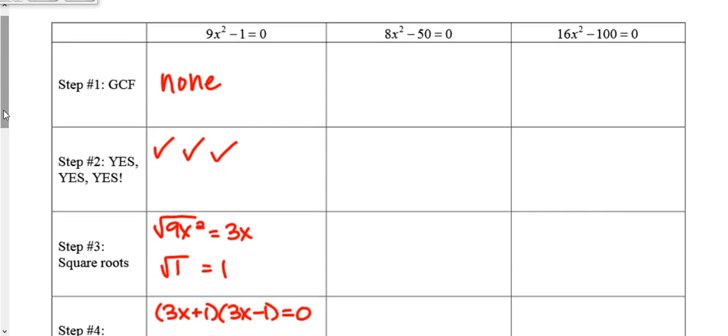All right, on step 1. Look for a greatest common factor. Both of those are divisible by 2, which would leave me with 4x squared minus 25.